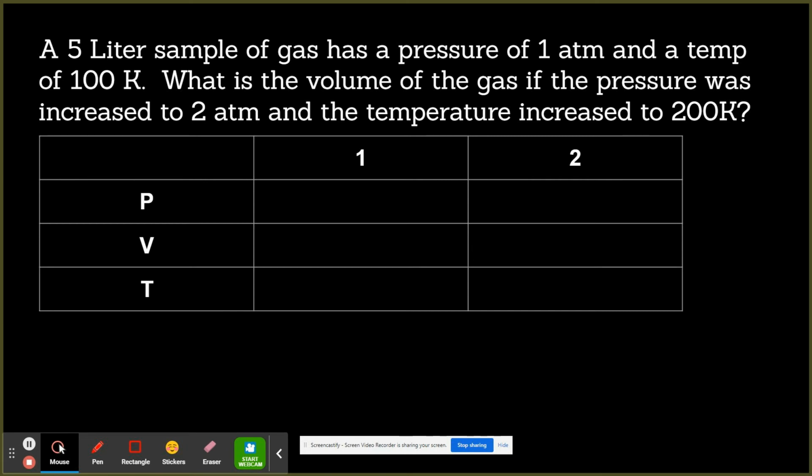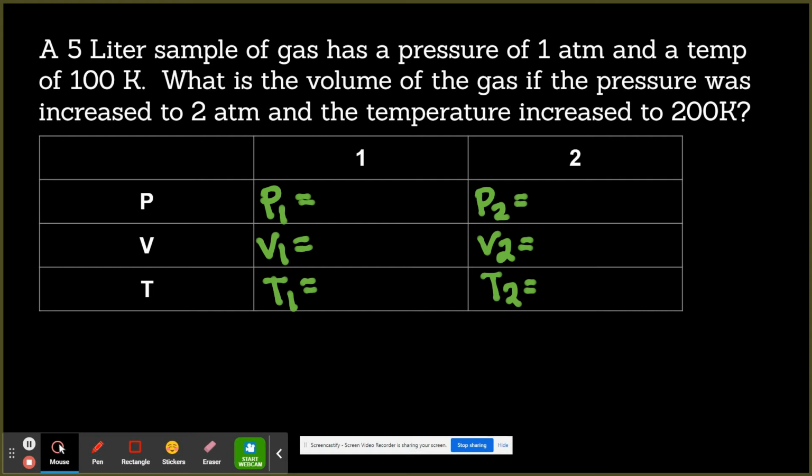So we need to figure out the givens. How do you do this table right here? This box would be where P and 1 intersect, so this is where you put your P1. The box below it is where you put your V1. This would be where you put your T1. Here, this is where you put your P2. This is where you put your V2. And this is where you put your T2. Okay? All right.